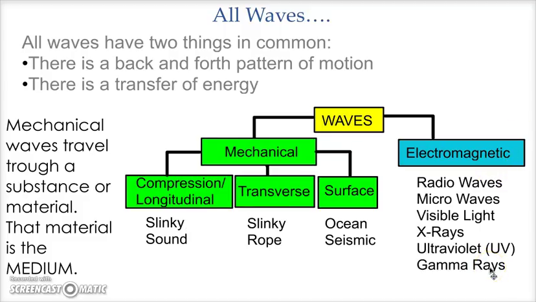Electromagnetic waves do not need a medium, like visible light, radio waves, microwaves, X-rays, UV rays. They don't need air or water to travel through because visible light can travel through outer space where there is no air. However, sound, which is an example of a compression, also known as a longitudinal wave, needs air or water, some kind of medium to travel through. Transverse waves are also mechanical waves, and another type of mechanical wave is a surface wave, like an ocean wave, or a seismic wave, also known as an earthquake wave.